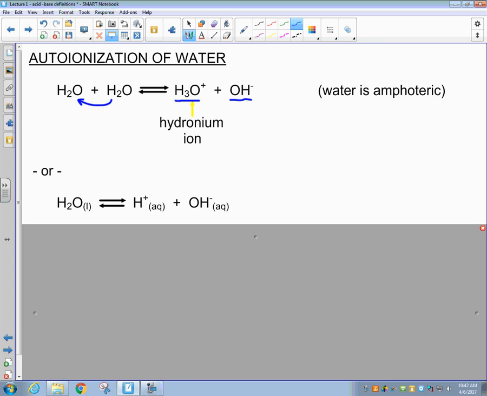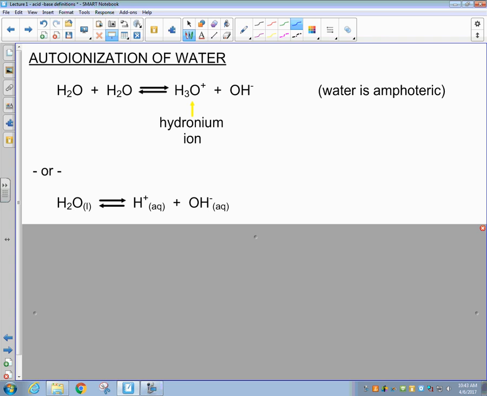That H3O positive we haven't used up to this point in class. That is called the hydronium ion, and we form a hydroxide ion as well. Now, oftentimes, instead of referring to H3O positive and OH negative, we'll simplify this reaction and just show one water molecule that then establishes an equilibrium between a hydrogen ion and a hydroxide ion.